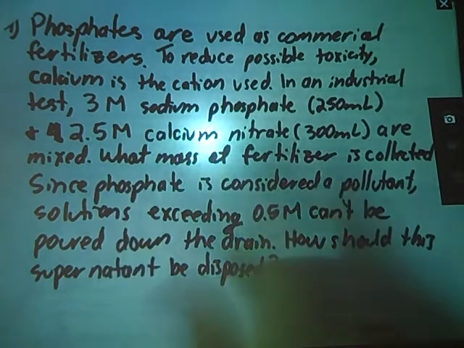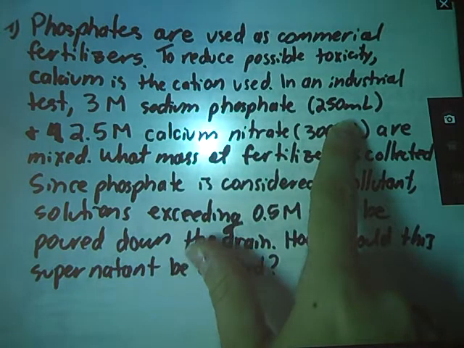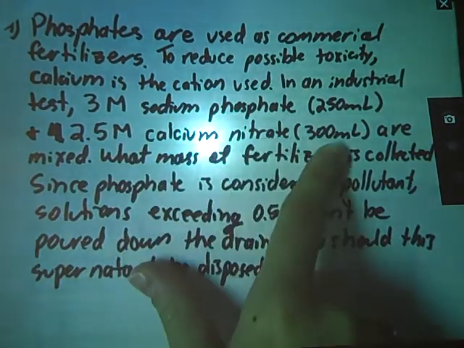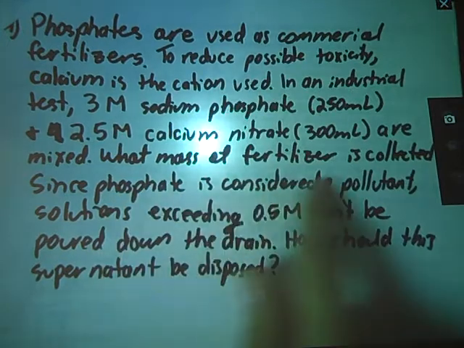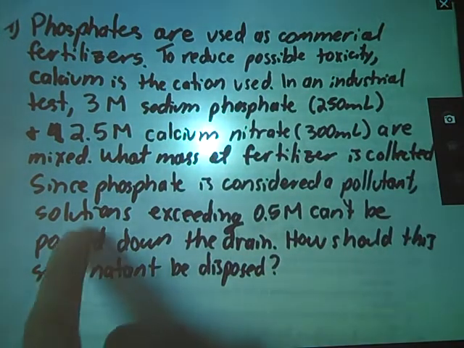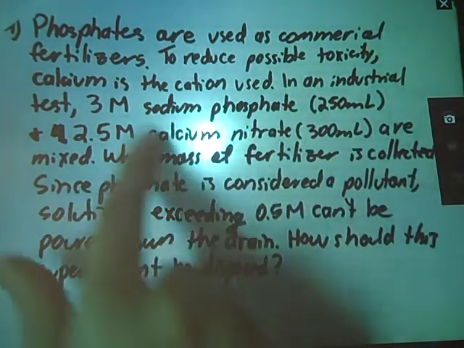In an industrial test, 3 molar sodium phosphate, 250 mL of it, and a 2.5 molar calcium nitrate, 300 mL of it, are mixed. So this is going to be some solution chemistry, solution stoich. What mass of fertilizer is collected? Well, that's pretty straightforward. Just find the amount of solid product. So we're going to do some solution stoich with this stuff here.